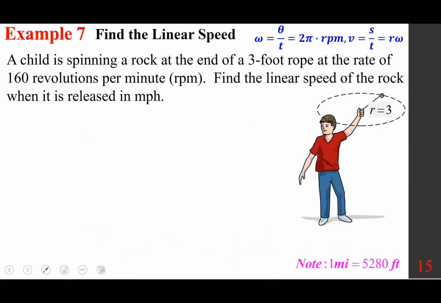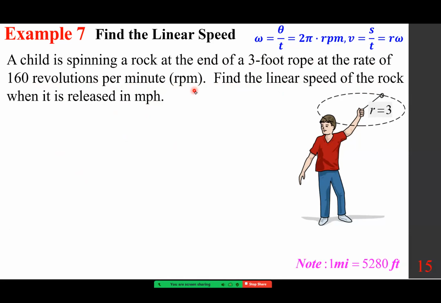Could somebody read this question, please? A child spinning a rock at the end of a 3-foot rope at the rate of 160 revolutions per minute, RPM. Find the linear speed of the rock when it's released in miles per hour. Perfect. Thanks. Now, first of all, revolutions per minute we write as RPM. If it's per second, we may write RPS for short. So I just want to remind everybody.